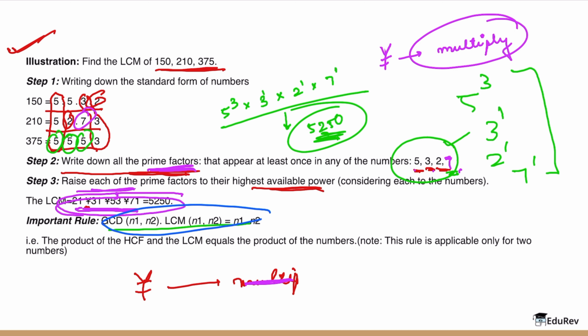Now this is one of your rules: the HCF of two numbers multiplied by the LCM of those two numbers is equal to the product of those two numbers. So what does the rule say? If I have the HCF of any two numbers, say x and y, and I multiply that HCF with the LCM of x and y, then this product of HCF into LCM is nothing but the product of the two numbers, x and y. This is one of the rules which you need to note down because it's very, very important.